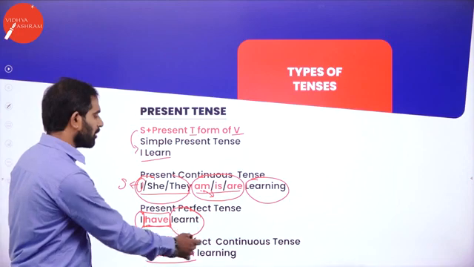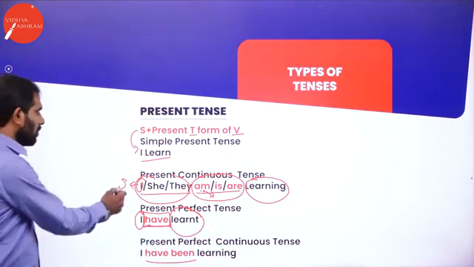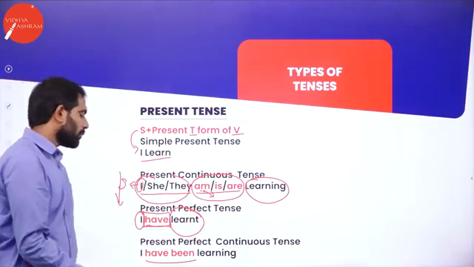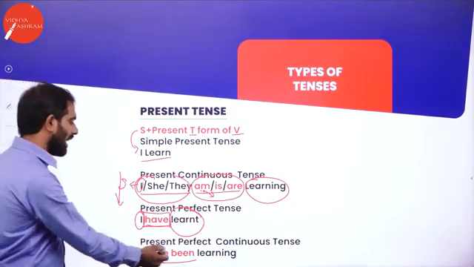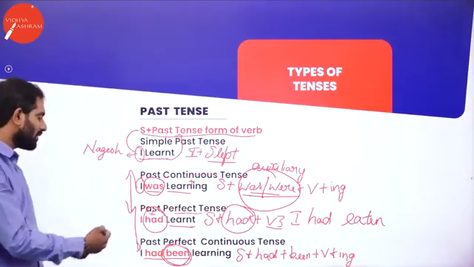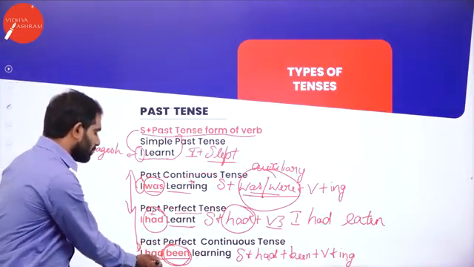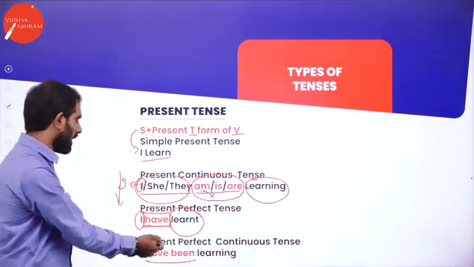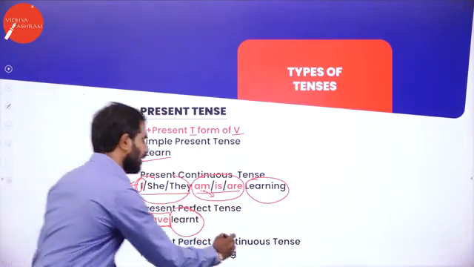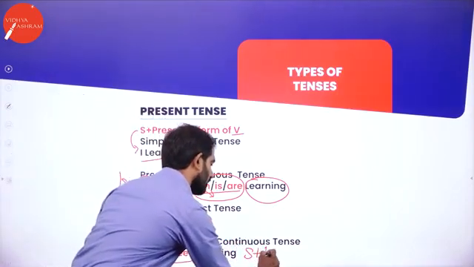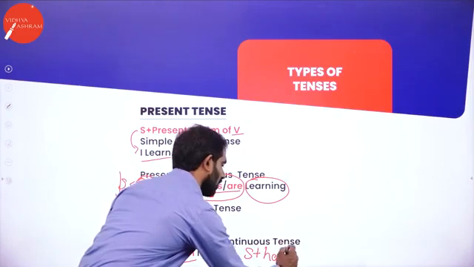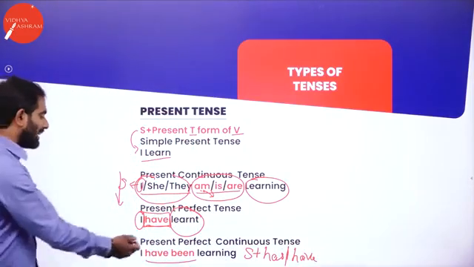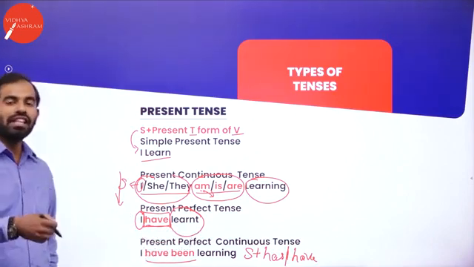Now, present perfect continuous tense. I told you we are going to club both of these and change it to present perfect continuous tense. I have been learning. If you just go back to the previous slide and check past perfect continuous tense, "I had been" becomes "I have been." So here it is subject plus has or have. So depending on the subject, I have been learning, she has been learning.